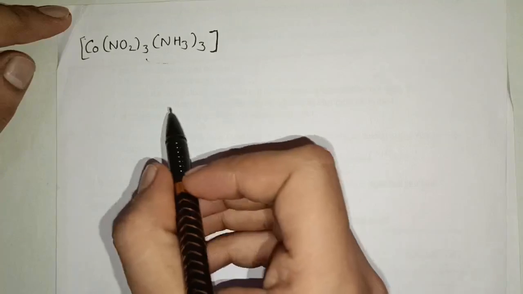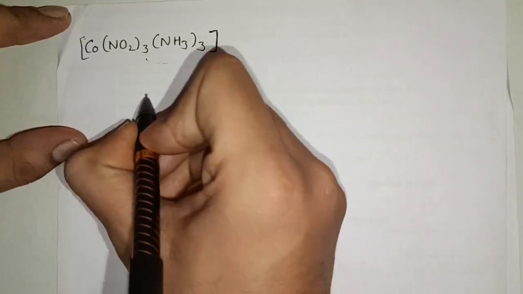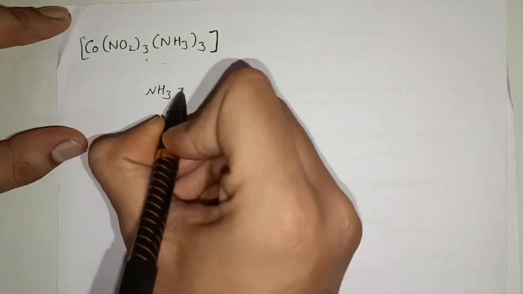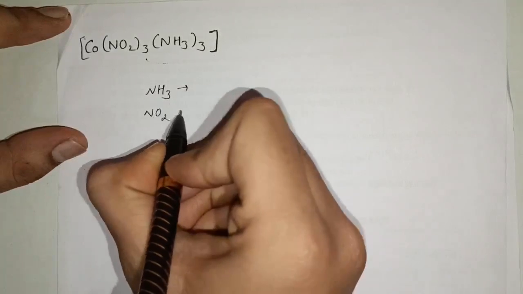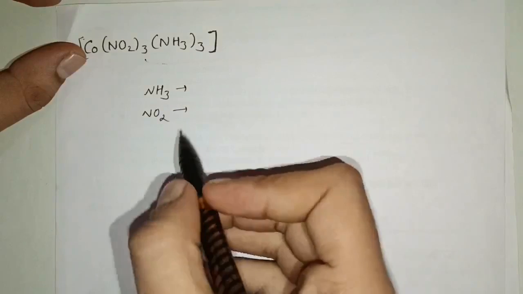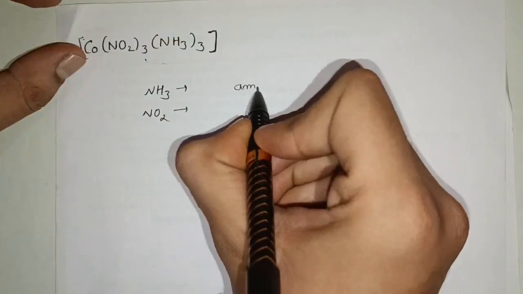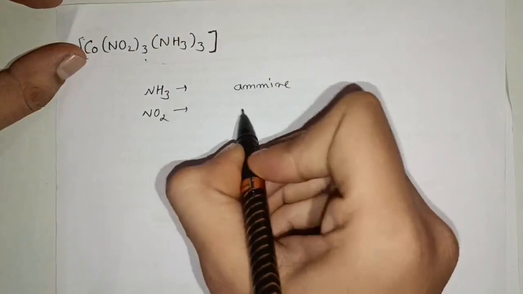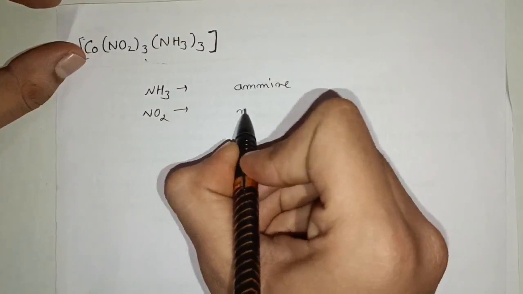For naming this type of compound, firstly we need to see the ligand. As ligands, we have the amine group and NO2. Remember, NO2 is an ambidentate ligand. For what the ambidentate ligands are, you need to check in your chapter. Otherwise, I will be discussing it later in another video. So NH3 and NO2. NO2 is an ambidentate ligand having different sites. For the NH3 group, we use the word ammine, and for the NO2 group, we use the word nitrito.